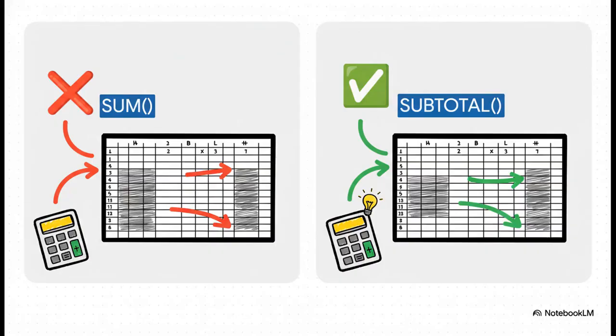And here's exactly why that happens. The good old sum function, it adds up everything in a range, and that includes all those rows you've hidden with your filter. The real hero here is the subtotal function. You have to use subtotal because it's smart. It knows to only add up the cells that are actually visible.